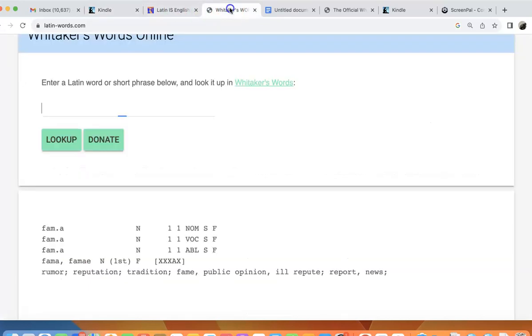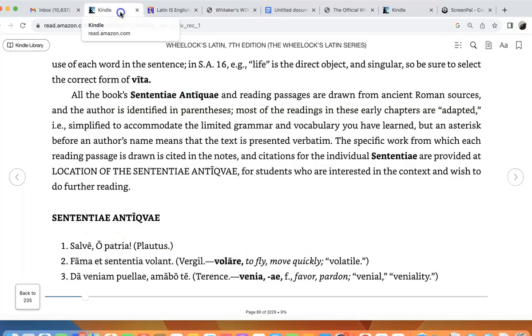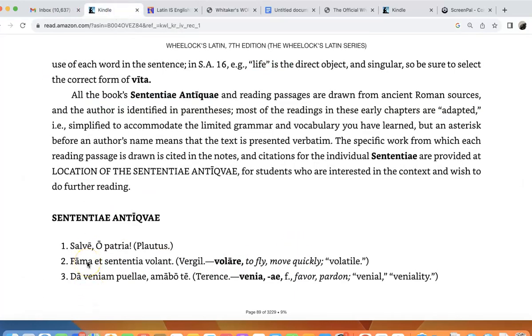And so this one, opinion, feeling, thought. And so how about rumor and public opinion move quickly? Now, what does that even mean? Well, both rumors and public opinion are very mercurial.